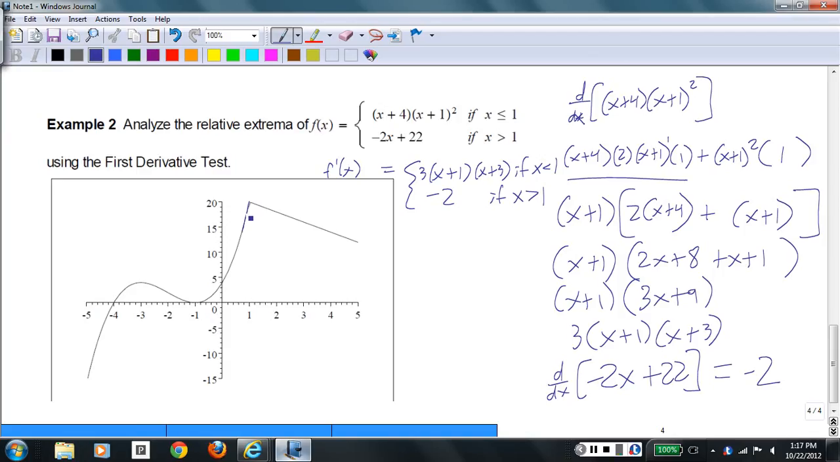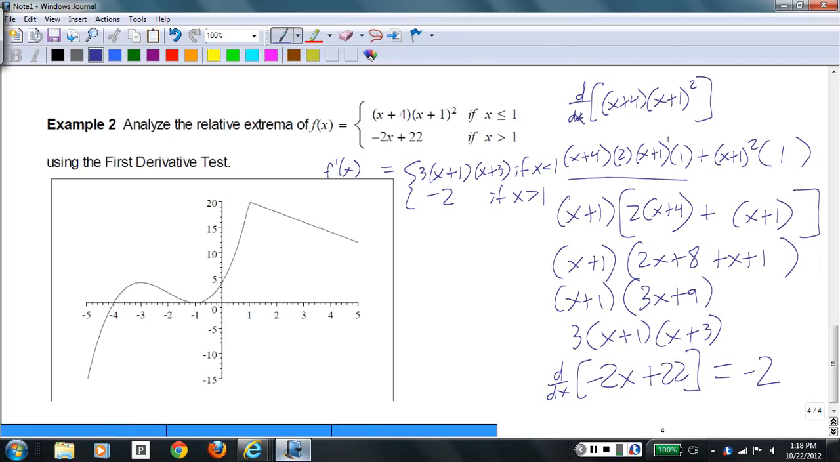So the slope of the tangent line here, m sub tan equals 24, and that's dramatically different from the slope of the tangent line here, m sub tan equals negative 2. There's an abrupt change, a discontinuous change in the slope of the tangent line from 24 to negative 2, so it results in a point of non-differentiability. It's not smooth.